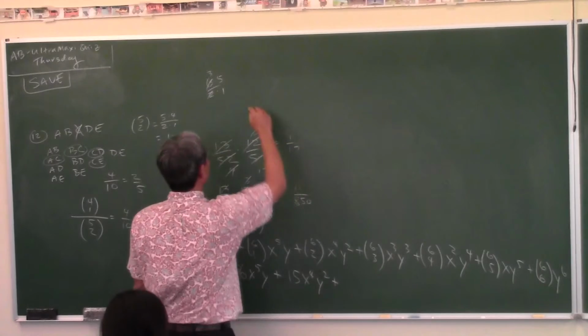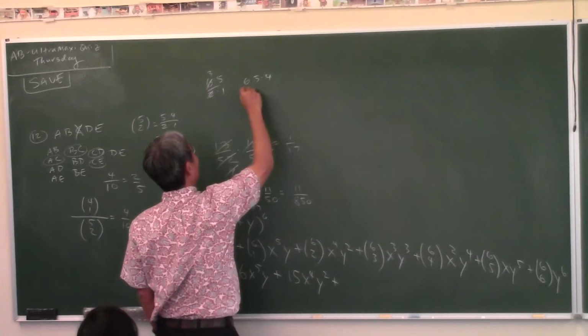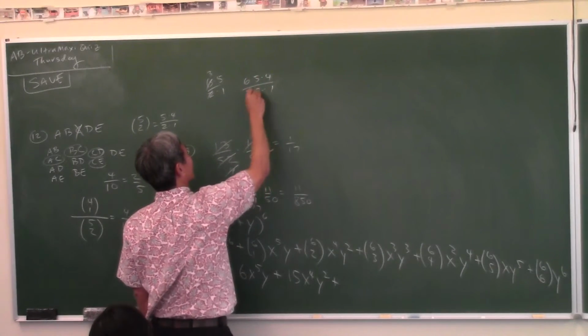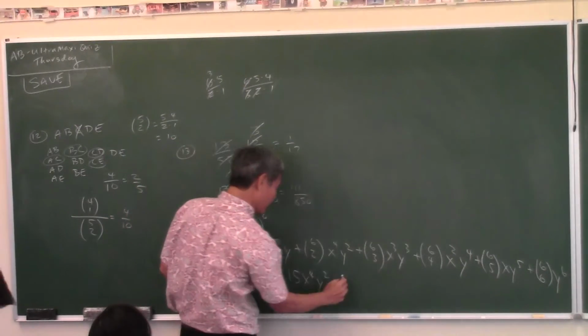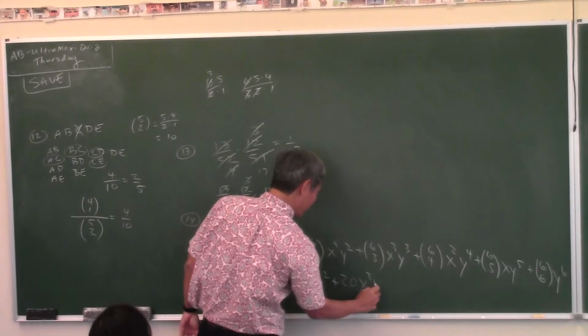6 choose 3. That's 6 times 5 times 4, all over 3 times 2 times 1. The 6's cancel, so what are you left with? 20. So you get 20 x cubed y cubed.